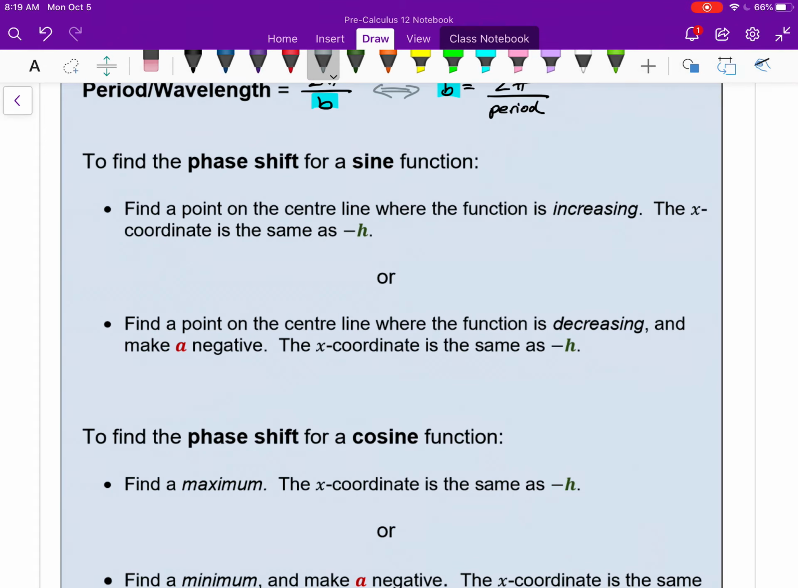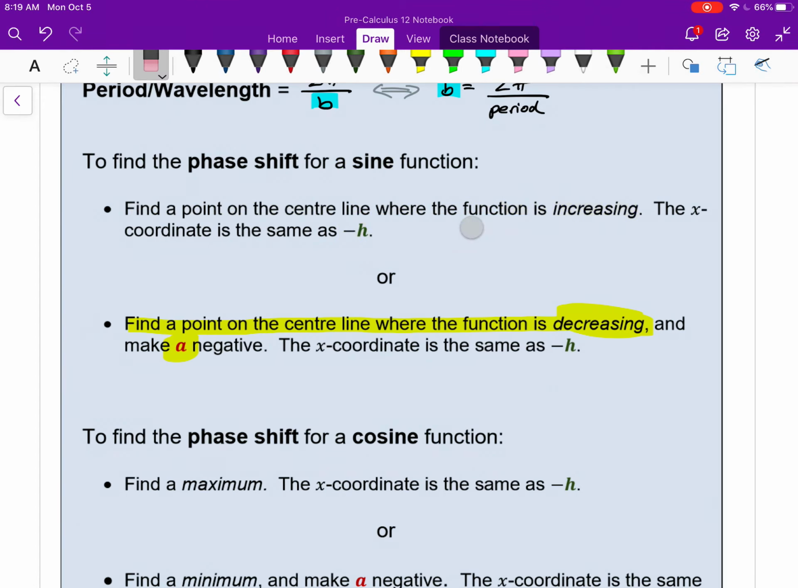But first, if you want to use a sine function, you have two choices to figure out the phase shift. First, find a point on the center line where the function is increasing. That x coordinate is going to be the same as minus h. Or you can find a point on the center line where the function is decreasing, so the function is going down at that point. If you do that, your phase shift will again be minus the x coordinate, except you also have to make your a value negative. You have to imagine your whole graph being flipped around.